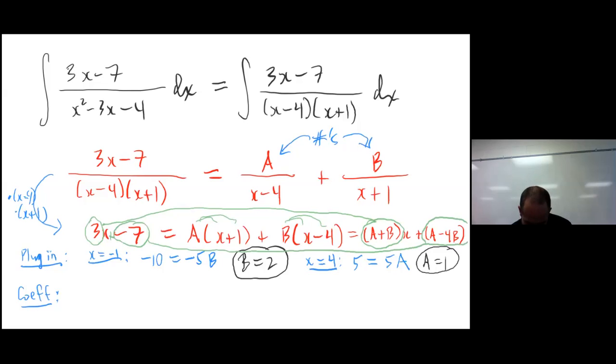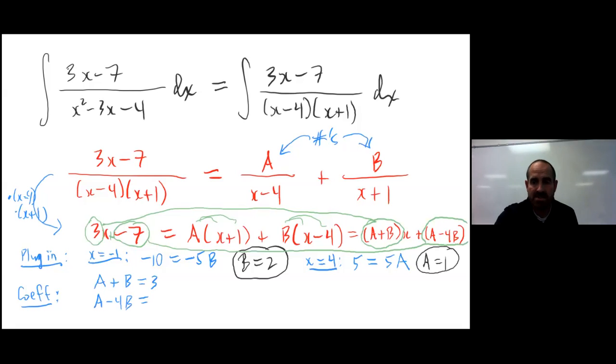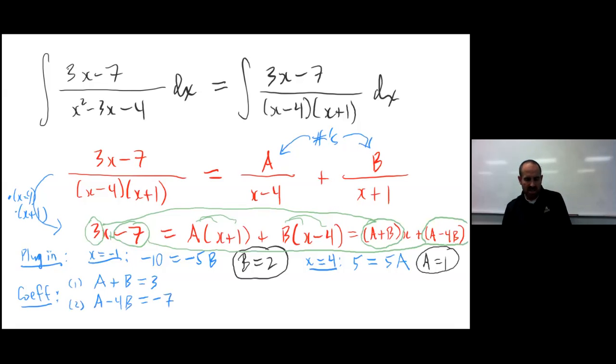So what do we get? A plus B has to be, what's A plus B equal? Yeah, 3. And A minus 4B, which is the constant term, that has to equal -7. Great. Now, let me label these things. Maybe I call this guy 1. I want to just do something slightly different from what I did last time. Maybe I call the first one equation 1 and the second one equation 2.